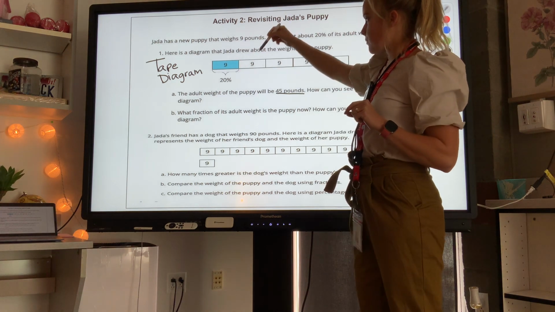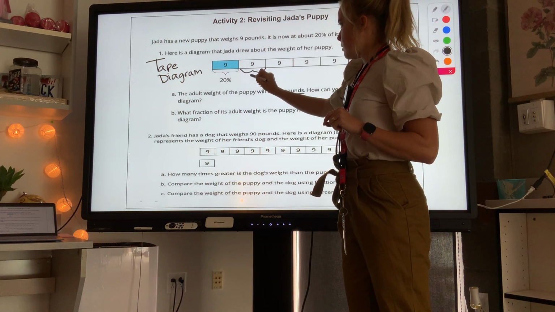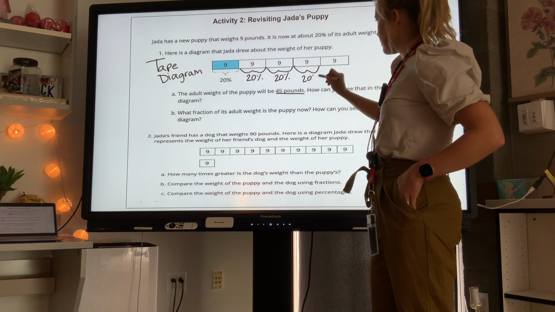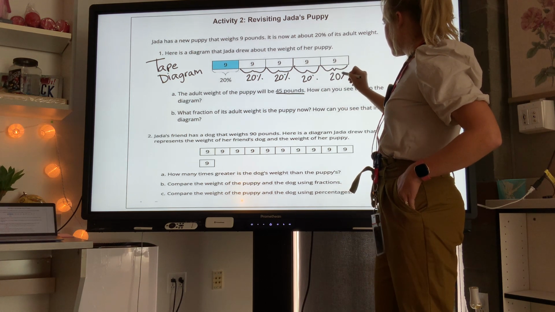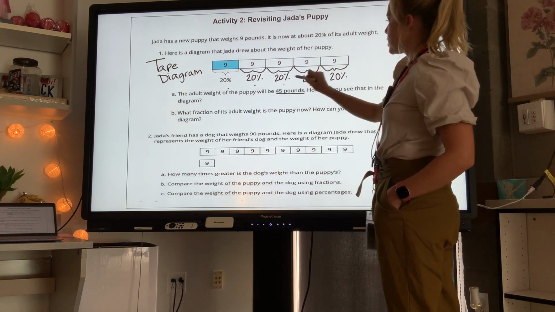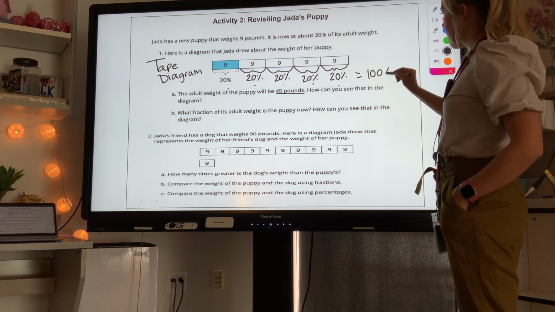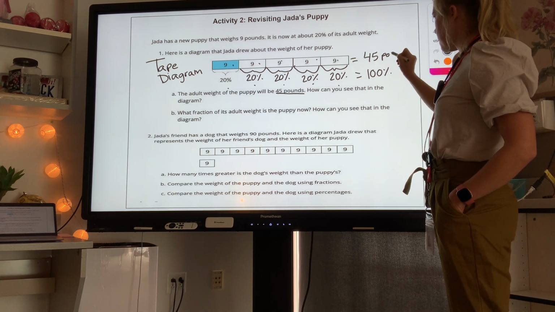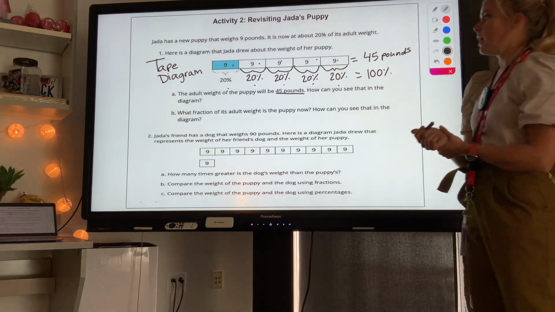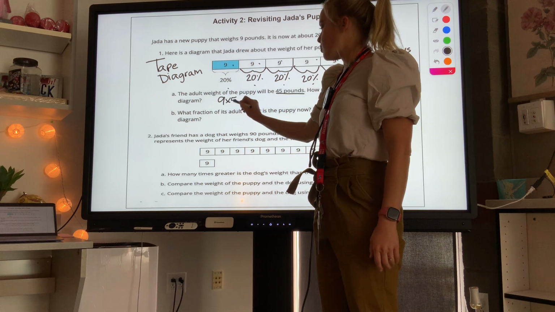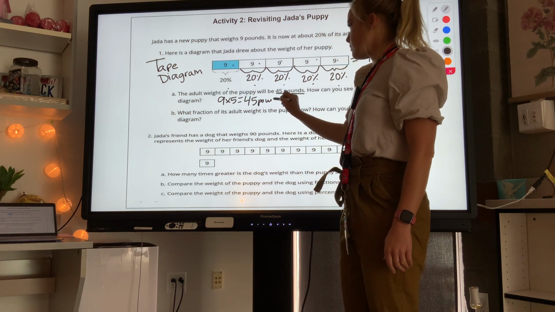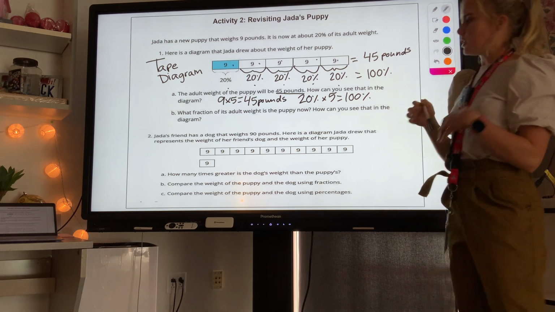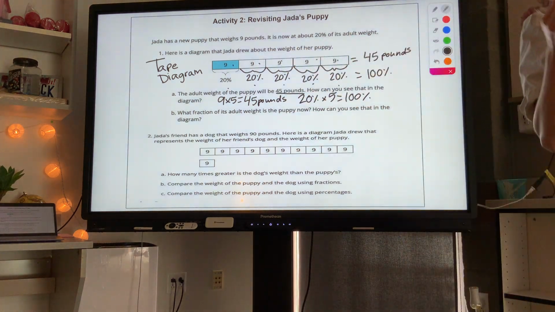So if we know 9 is 20%, then we could know both of these together. All of these are 20%, right? 20%, 20%, 20%. Okay, so if I know 20 plus 20 plus 20 plus 20 plus 20 equals 100%, then I could add up all these 9 plus 9 plus 9 plus 9 plus 9, which equals 45 pounds. So how can you see that in the diagram? I could see, oh, 9 times 5 is 45 pounds. And 20% times 5, because there's 5 of them, equals 100%. That's 100% of its weight is 45 pounds, and we see that on the diagram. So that's another way we can find the answer.